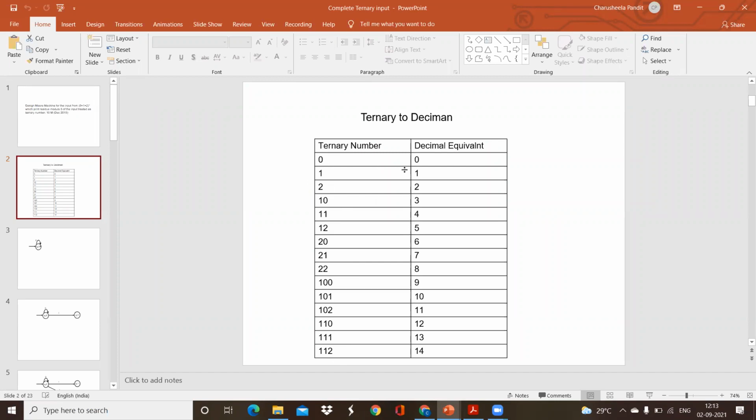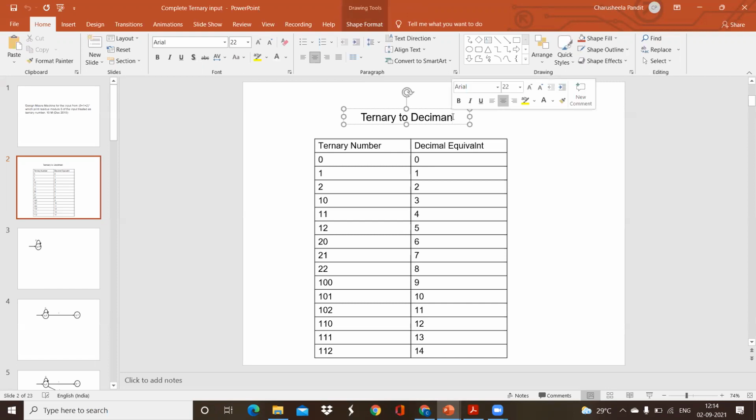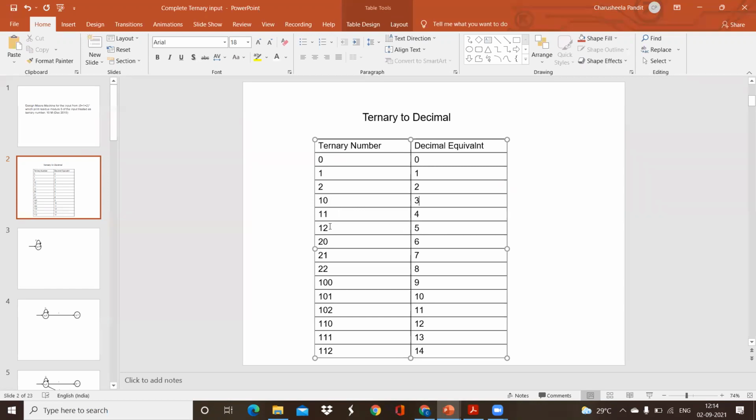So these are the decimal equivalents of your ternary numbers. You can see the chart. So 0 has decimal equivalent 0, 1 has decimal equivalent 1, and 2 has decimal equivalent 2. But for 3, the ternary number is 10. For 4, the ternary number is 11. For 5, the ternary number is 12. Likewise, till 14, you can see all the ternary equivalents, right?